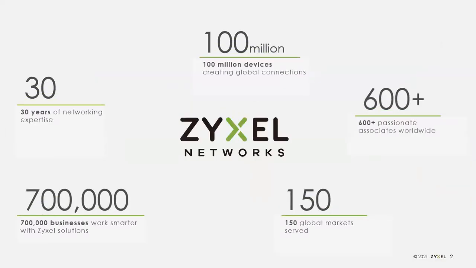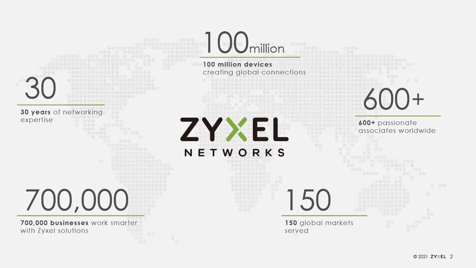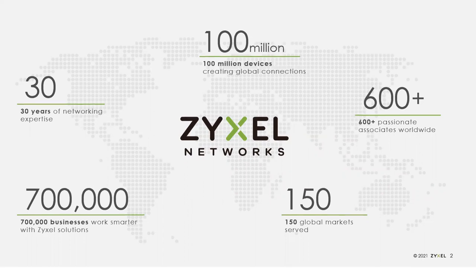So we'll start with a little background on who Zycel is. We've been making computer networking products for over 30 years now. We got our start back in 1989. Our US office is based out of Anaheim, California. That's our sales, our warehouse, our marketing, and it's also our tech support. So when you call in, you are talking to a California-based tech support person. For some of you on the East Coast, we have early hour support, which is done through our German office. But we've got over 100 million devices that we've deployed. We currently serve 150 different global markets.